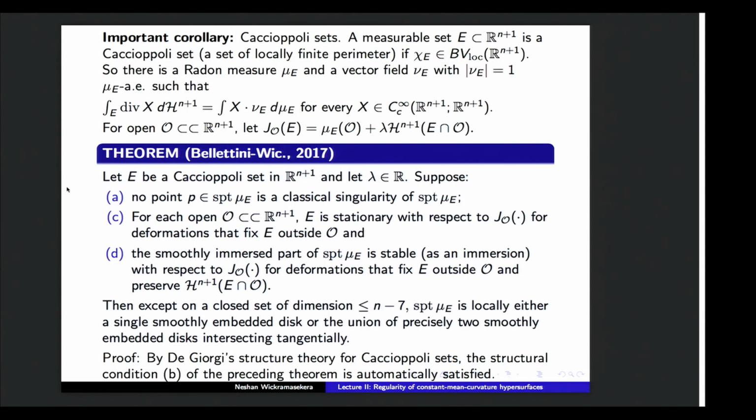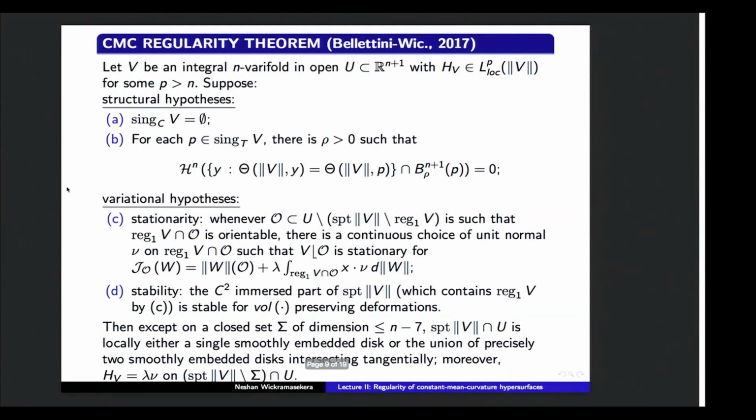The reason this follows from the theorem is that by de Giorgi's structure theory for Caccioppoli sets, de Giorgi proved that these sets are rectifiable. So almost everywhere they have a multiplicity 1 tangent plane. That means that anything away from that is a set of measure 0. So the hypothesis B here is automatically satisfied, with n-dimensional measure.